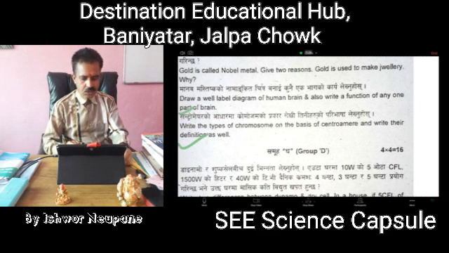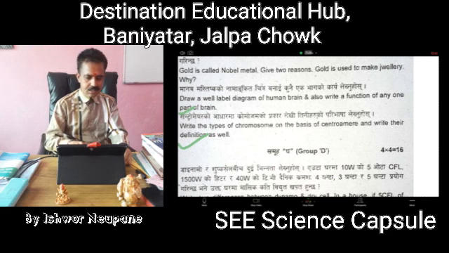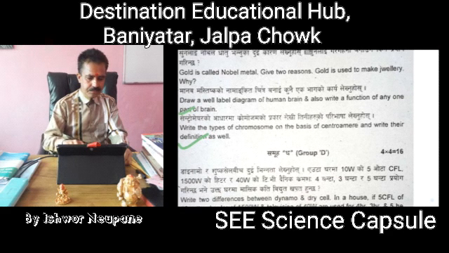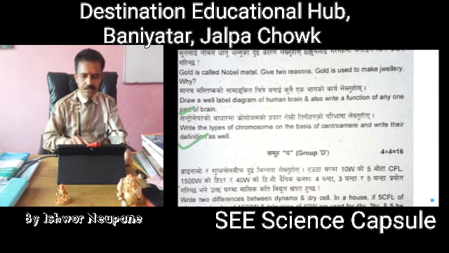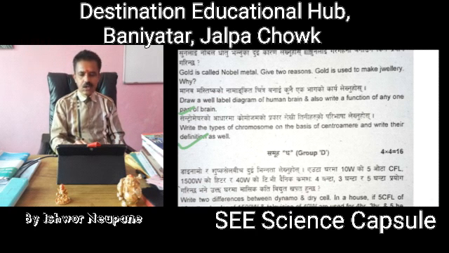Question number 18 over. Now students, we are discussing question number 19. What does question number 19 say? Question number 19 says, draw a well-labelled diagram of human brain and also write a function of any one part of brain.